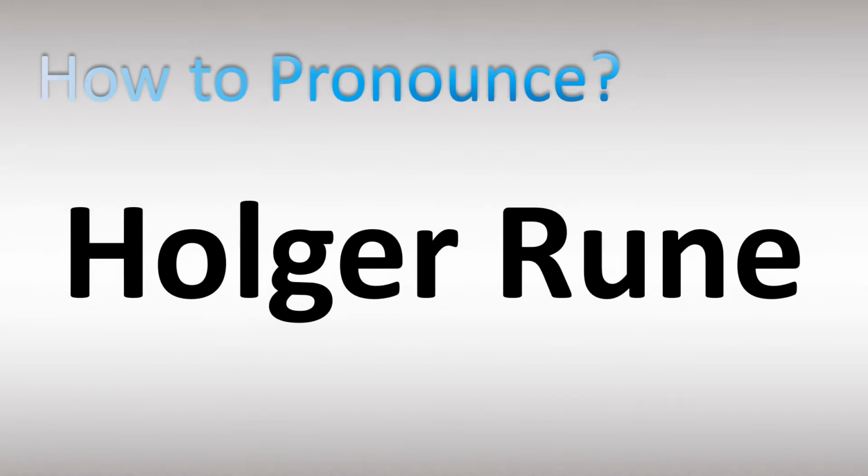We are looking at how to pronounce the name of this Danish tennis player. For reference, in Danish, it's pronounced as Holger Rune, Holger Rune. So in English, fairly simply, Holger Rune.